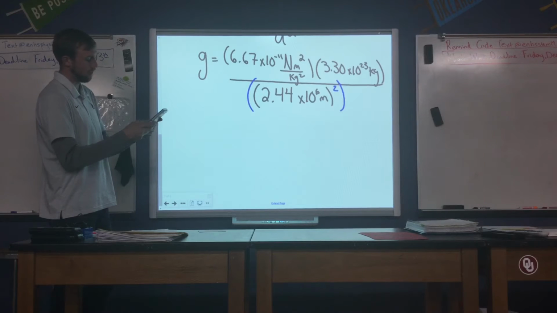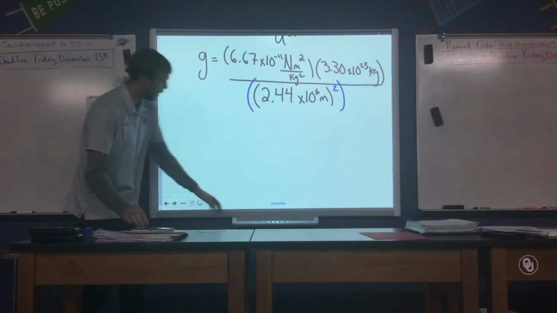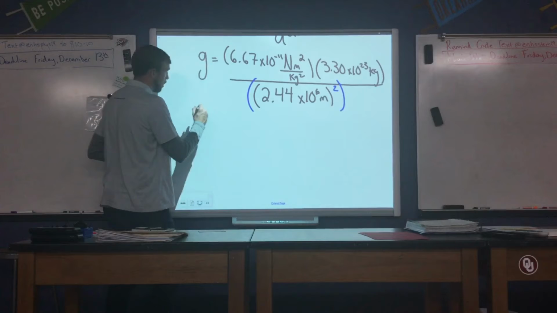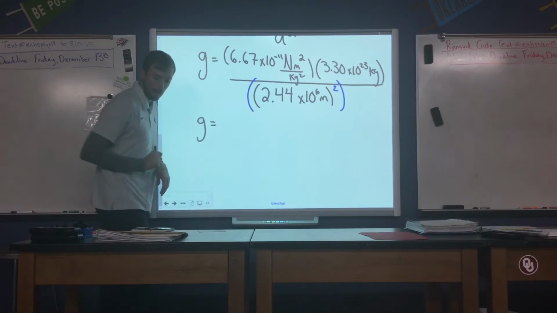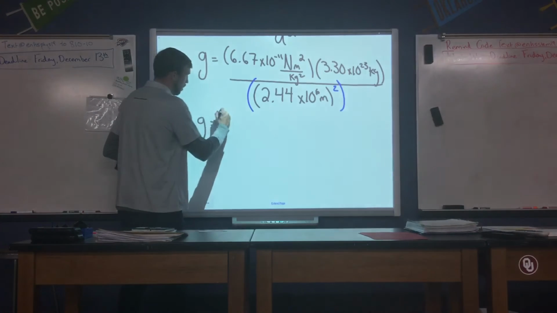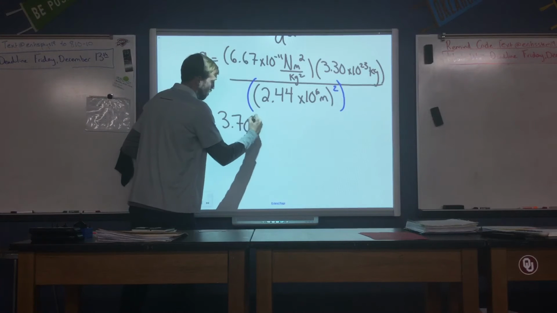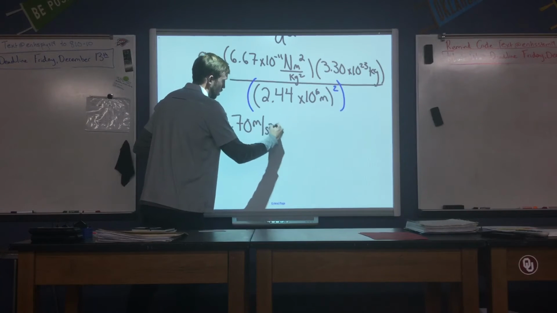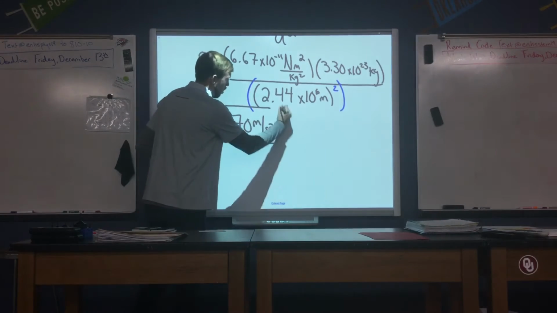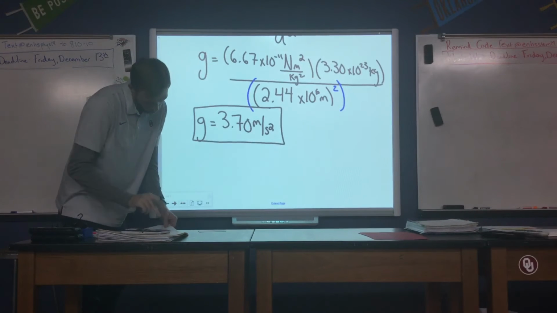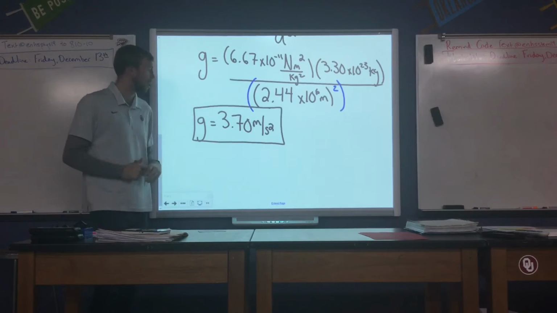6.67 times 10 to the negative 11th power, multiplied by 3.30 times 10 to the 23rd power, divided by 2.44 times 10 to the 6th power. We need to square that term first, and we end up getting a value for local acceleration due to gravity, little g, of about 3.69, maybe round to 3.70 meters per second squared, which, according to what we know about Mercury, is right about where our value should be.